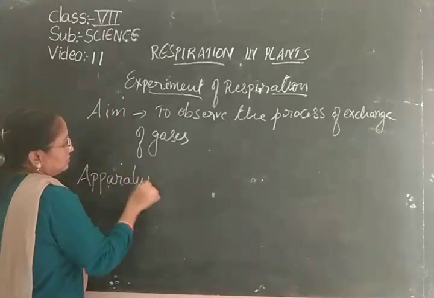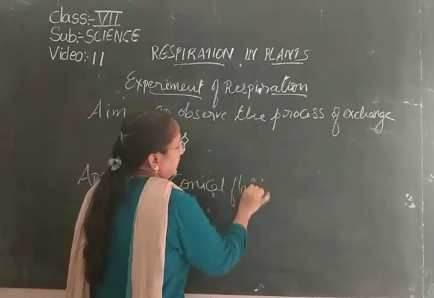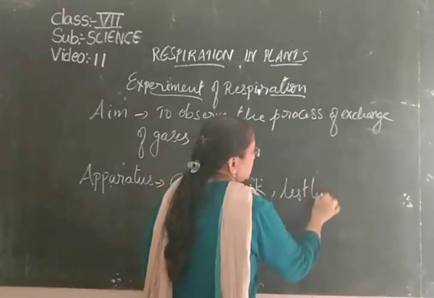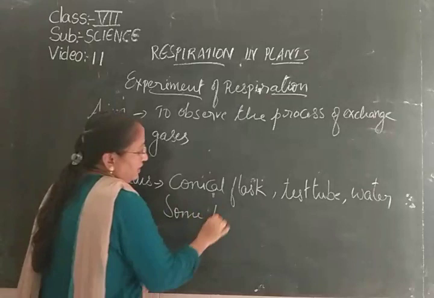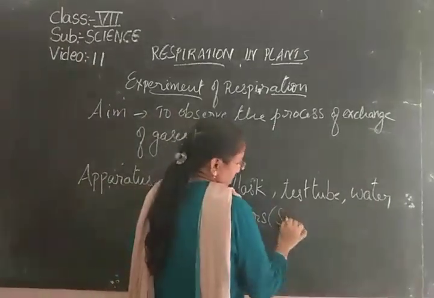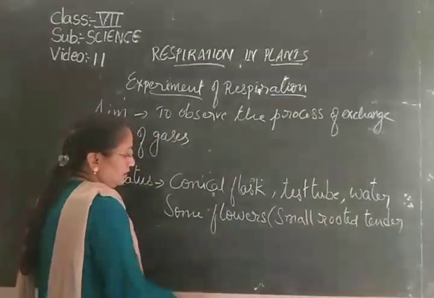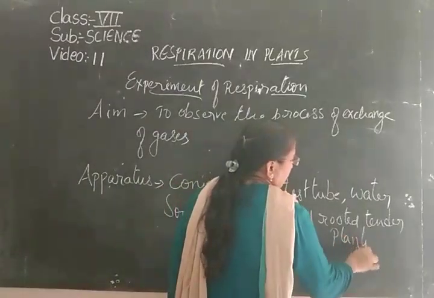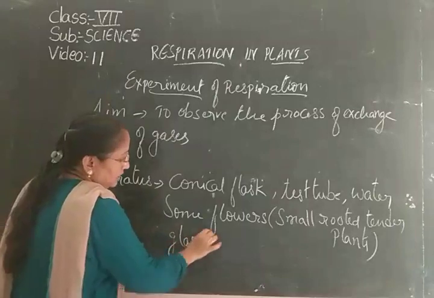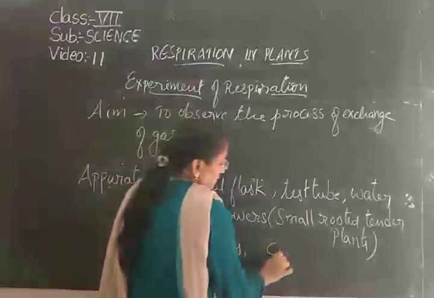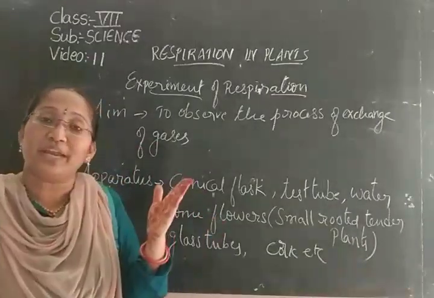Apparatus. What is that? What you should need: conical flask, test tube, water, some flowers or small rooted tender plants, understand, and two glass tubes, cork, etc. Okay, so we are observing the process of exchange of gases, respiration in plants.